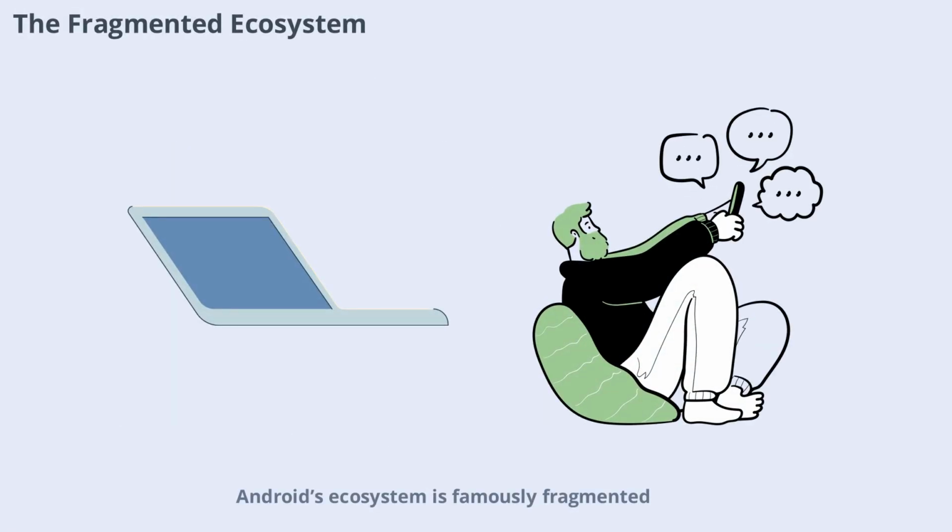Android's ecosystem is famously fragmented. Developers must account for thousands of unique device types, custom OEM skins, and different Android OS versions. This fragmentation means that a single update can have unpredictable effects across your user base. Planning for this diversity is crucial. You need to anticipate how your app will behave not just on the latest flagship device, but also on older phones and tablets that users may still rely on every day.